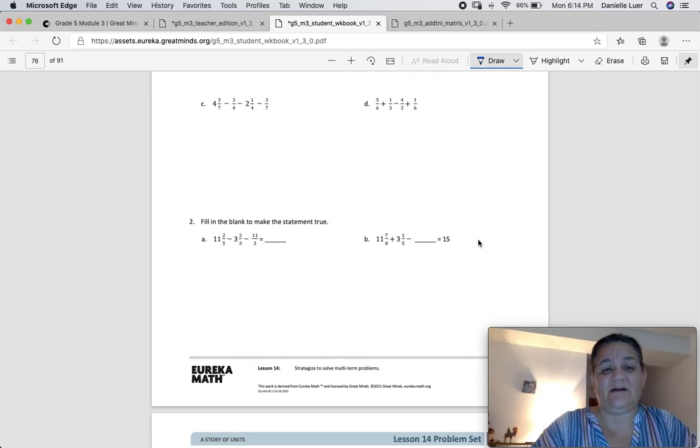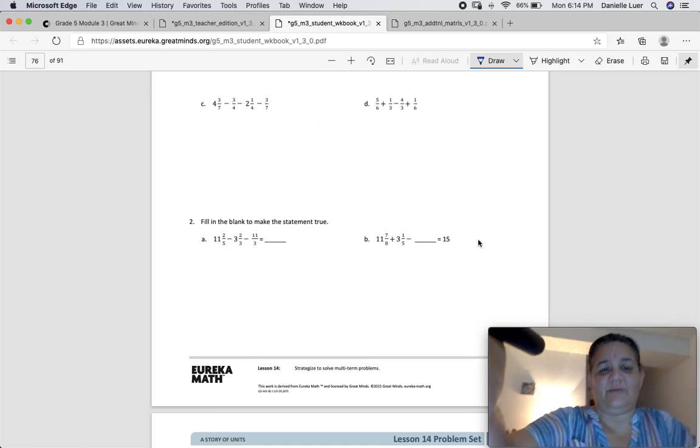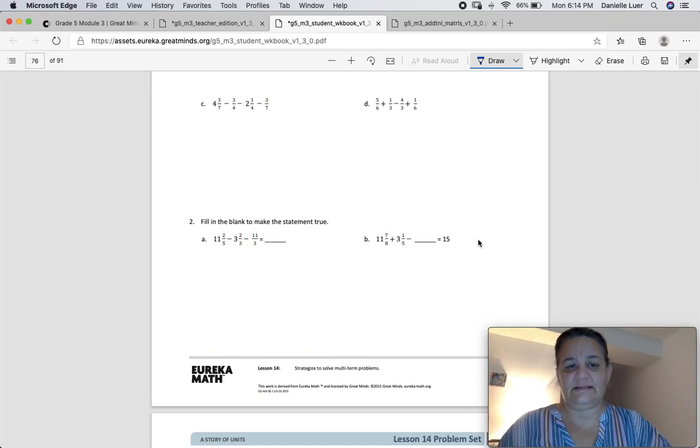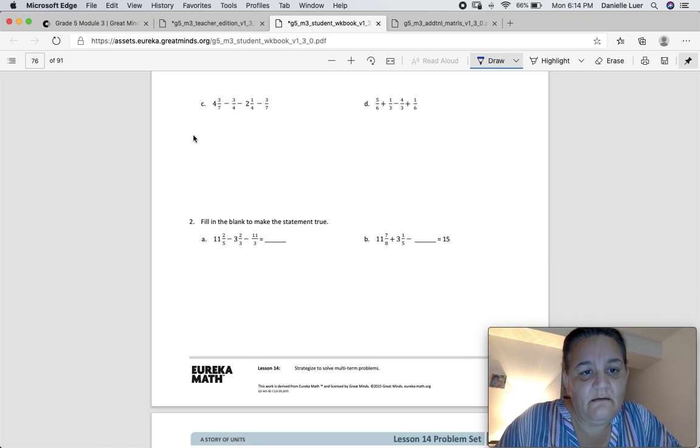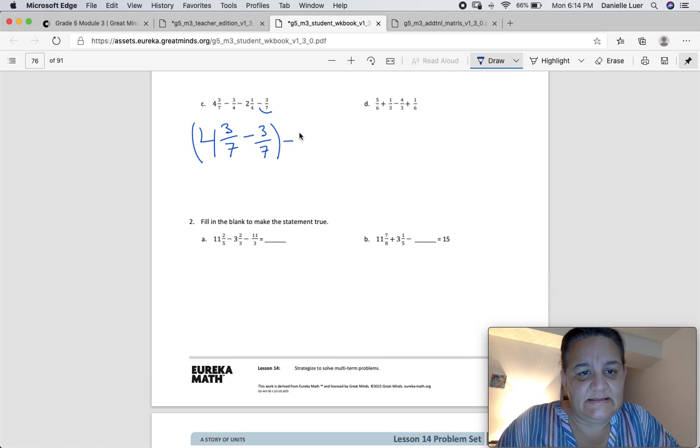Number 4. Okay, this is all subtraction. So again, I can put it in any order I want. Let's see here. 4 and 3/7 minus, and as long as I keep that together, 3/7. Oh, that looks really convenient right there. Minus, and I'm going to put this here, 2 and 1/4 minus 3/4. Put that there.